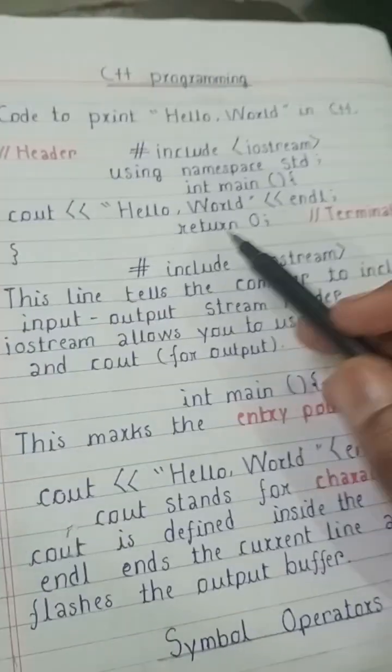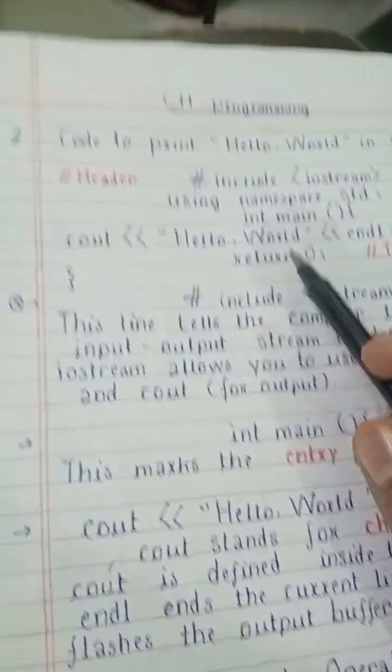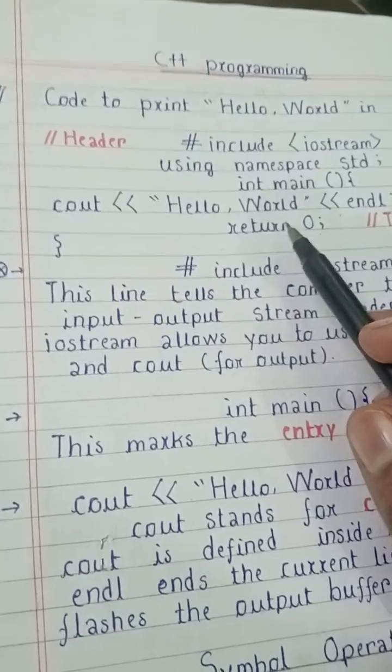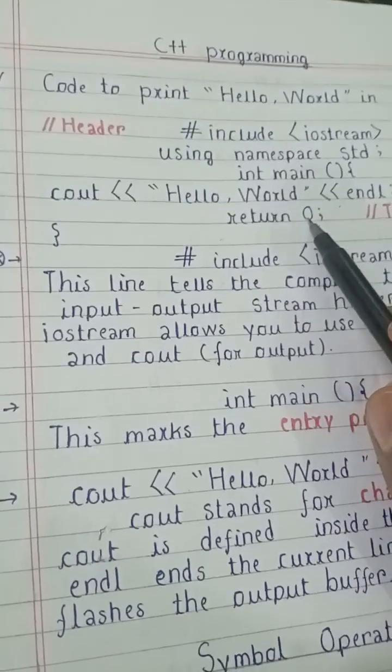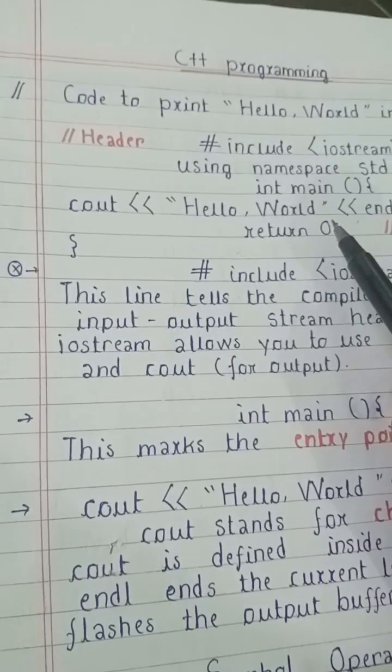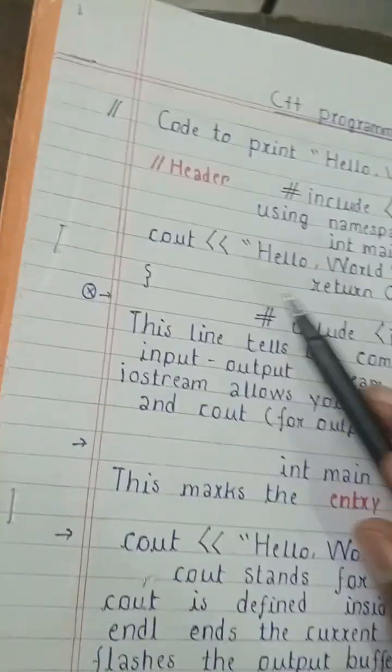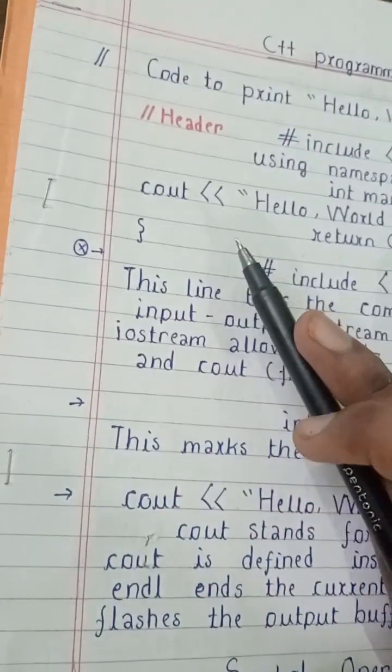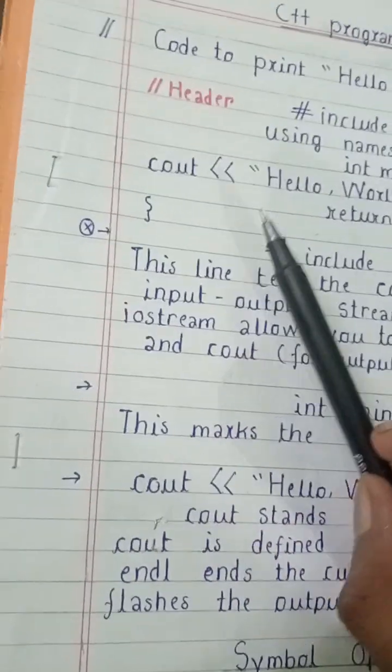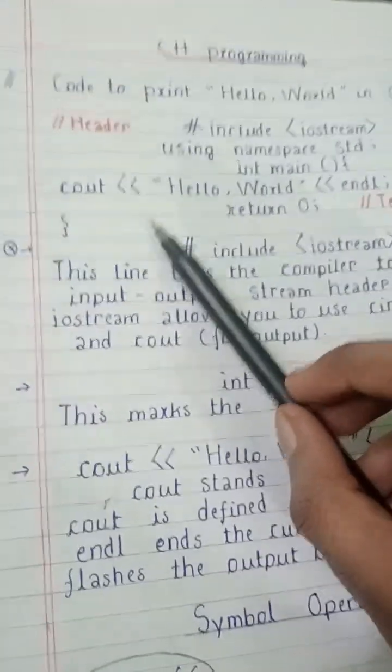Okay, now at the end of the program we have to write return 0. This ends the main function. If a program returns a non-zero value, it usually signals an error, and this is the closing bracket which denotes that the block of code has ended.